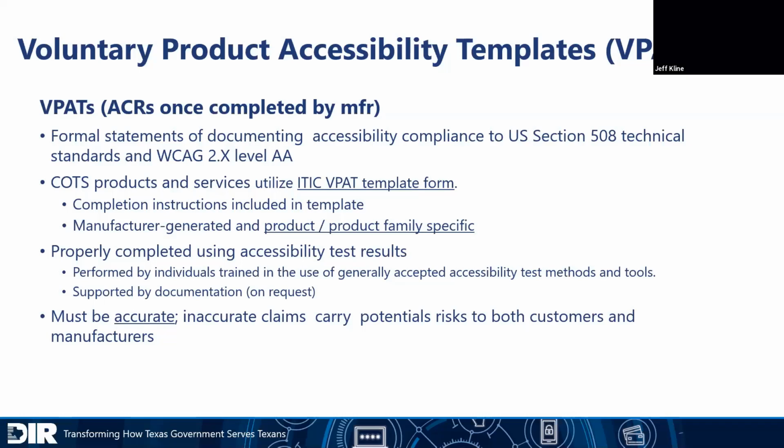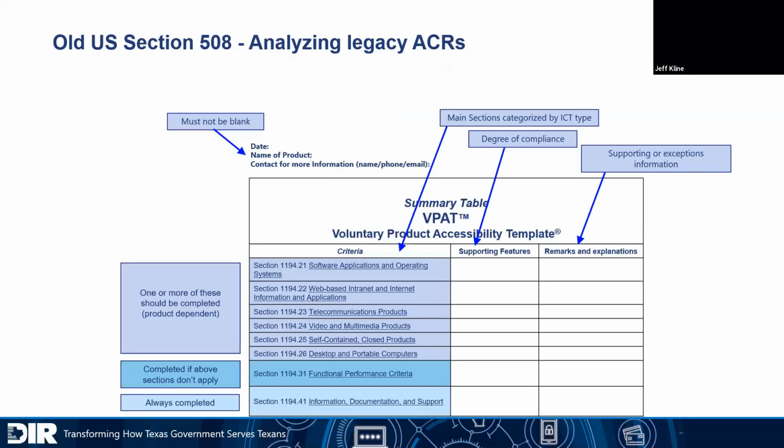And then the way that these are really supposed to be completed is using accessibility test results performed by individuals that are trained in generally accepted accessibility test methods and tools, and supported by additional documentation on request. They really need to be accurate, and inaccurate claims can carry potential risks to both customers and manufacturers. And I think my previous slides told the story on that. So let's look at the ACR.